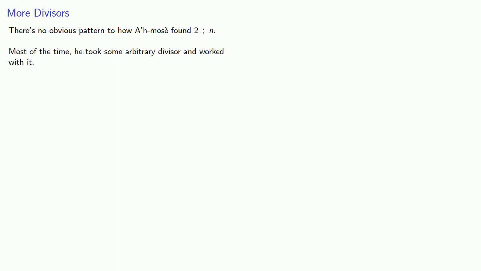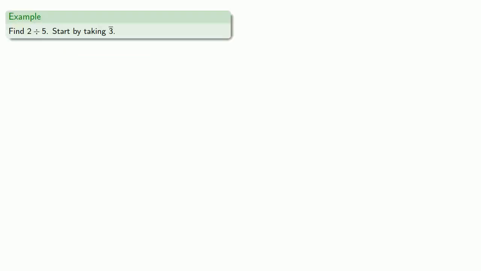Now, sometimes Ahmose found the quotient by repeated halving, but there's no obvious pattern to how Ahmose found 2 divided by n. Most of the time, he took some arbitrary divisor and worked with it. For example, he found 2 divided by 5, and he started by taking 1/3. So if we start with 1/5, to find 1/3 easily, it's worth noting that since 5 is 3 plus 2, then 1/3 of 5 is 1/3 of 3 and 1/3 of 2. Well, 1/3 of 3 is easy, that's 1, and 1/3 of 2, well, that is the one non-unit fraction the ancient Egyptians routinely worked with, that's 2/3. So our first line of the table, 1/3, is 1 2/3.